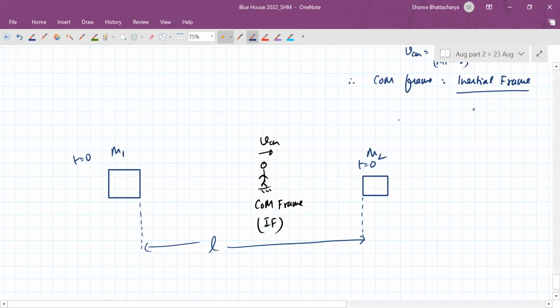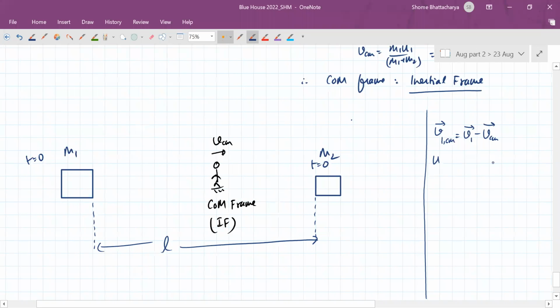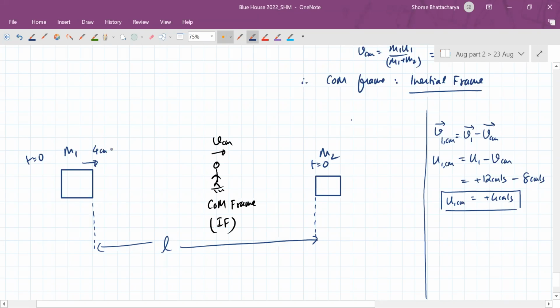So in that frame now you'll understand using relative motion concept that the velocity of block 1 with respect to center of mass is velocity of block 1 minus velocity of center of mass. Okay, so by that logic you can see that u1, that is the initial velocity of block 1 with respect to center of mass, is u1 minus vcm. So u1 was plus 12 centimeters per second and vcm was 8 centimeters per second. So this is plus 4 centimeters per second. So the initial velocity of the first block with respect to center of mass, which is what we are seeing in this case, is this. This is moving at 4 centimeters per second and its acceleration will be 0 at that moment because x is 0.